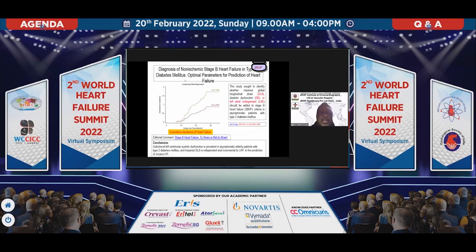Let's go to another study which talks of the diagnosis of non-ischemic stage B heart failure with type 2 diabetes, optimal parameter for prediction of heart failure. Look, if these people have a GLS of less than 16 versus more than 16, look at the cumulative incidence of developing heart failure over a period of time. So what do we do? We should have this kind of evaluation right at the beginning, not at the time when people have already developed heart failure.